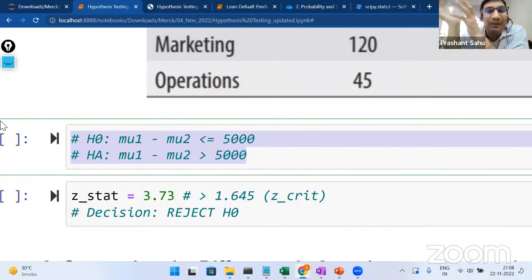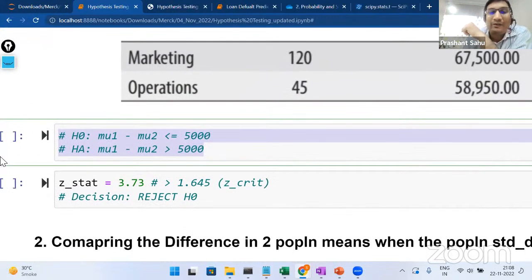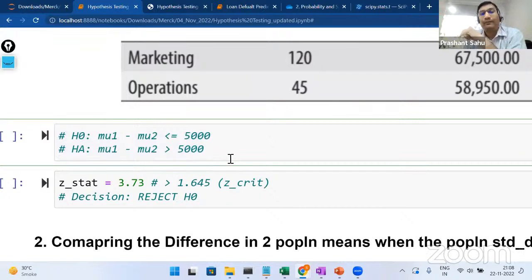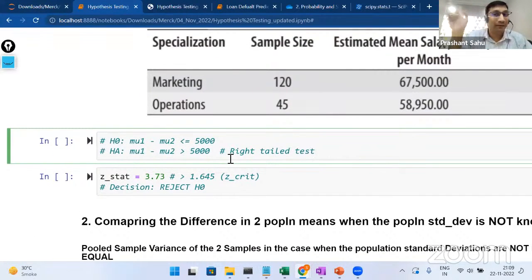So when is the claim invalidated? When it is less than or equal to. As simple as that. Right? And is it a right tail test or a left tail test? Quick. Is it a right tailed or a left tailed? Perfect. It's a right tail test. Okay. So again, you would be using which function? Survival function and inverse of the survival function.